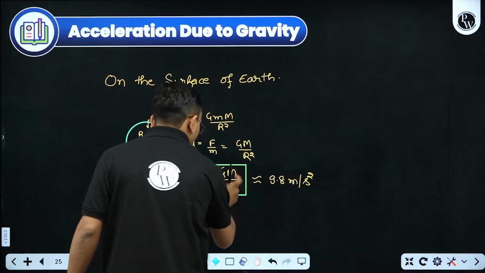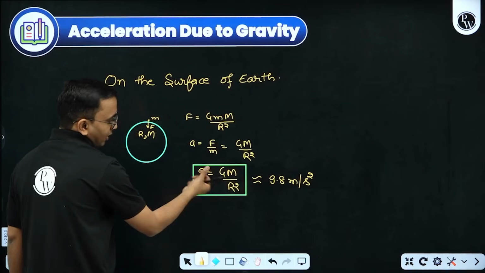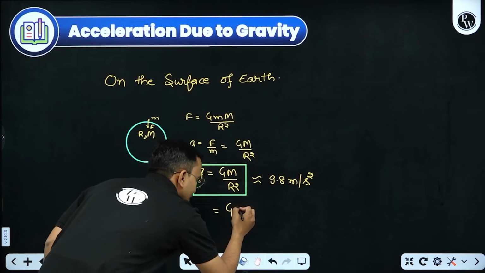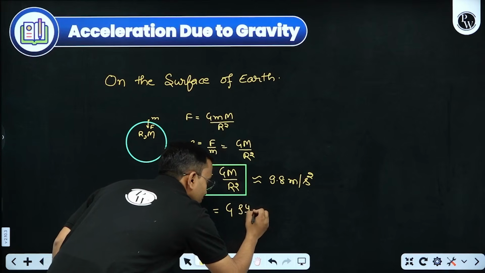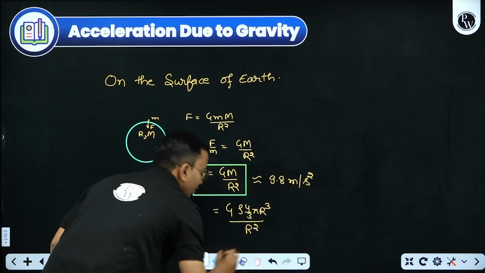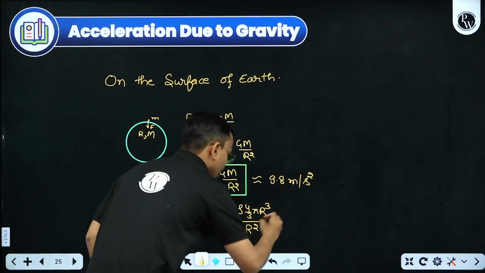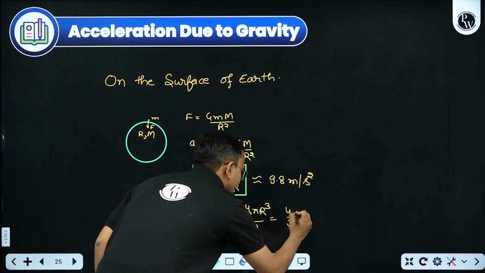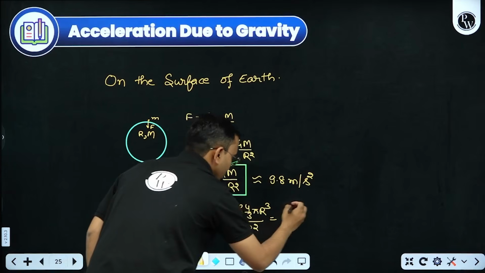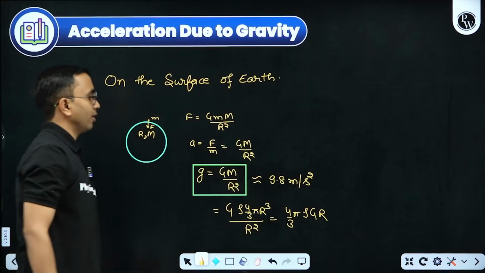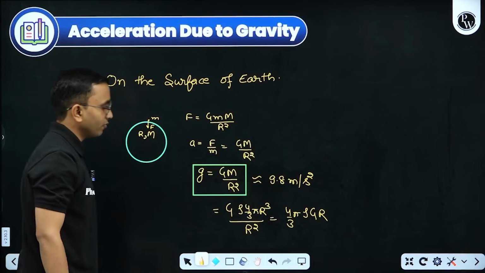I can write this expression in terms of density also. Let us write that. G, mass, I can write as density into the volume, divided by r square, you see. So this will become 4 by 3 pi into rho G into r. This becomes my g in terms of density.